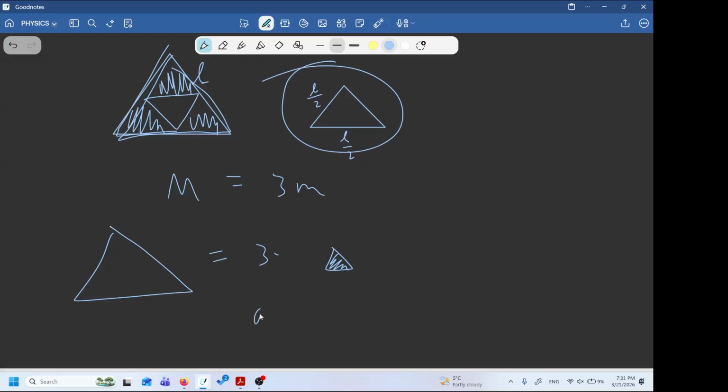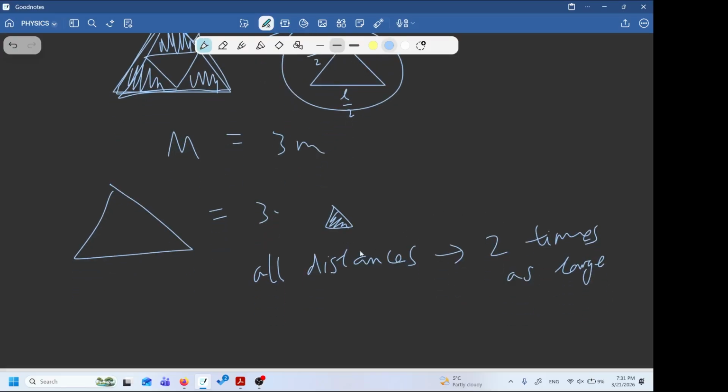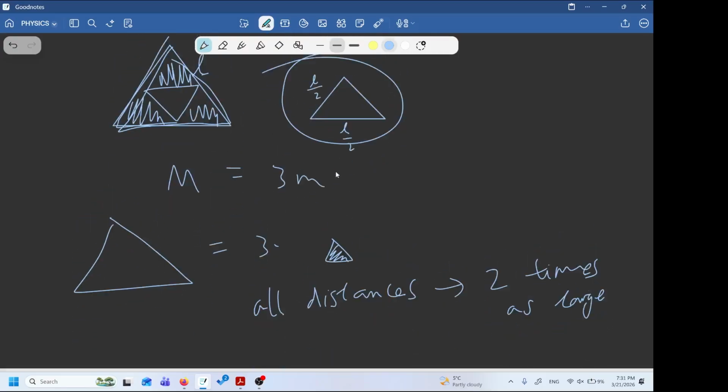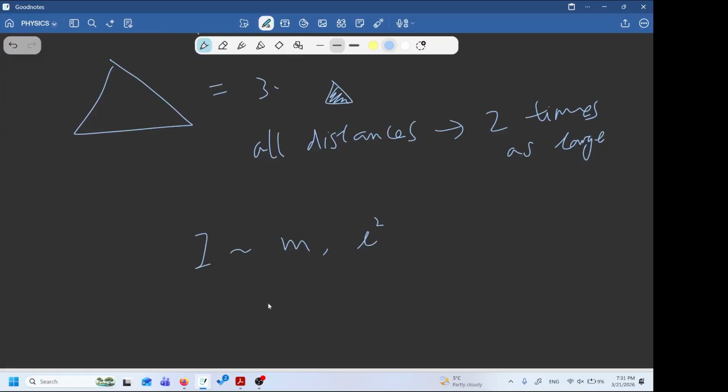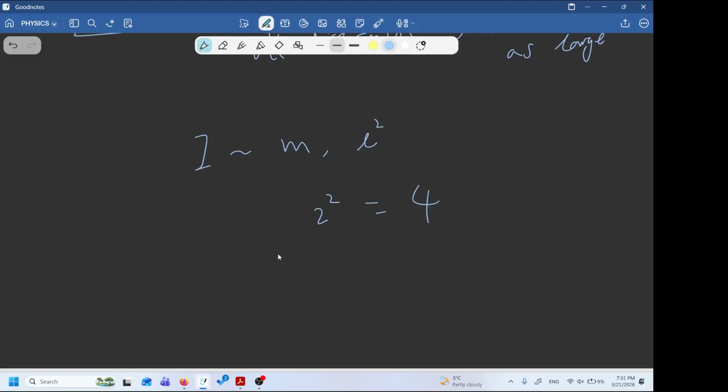And then we know that all distances are 2 times as large in the full triangle. And so since we said moment of inertia depends on m and L squared, this gives a factor of 2 squared equals 4. And so the total scaling factor is the factor for mass times the factor for L squared, which is 3 times 4 equals 12.